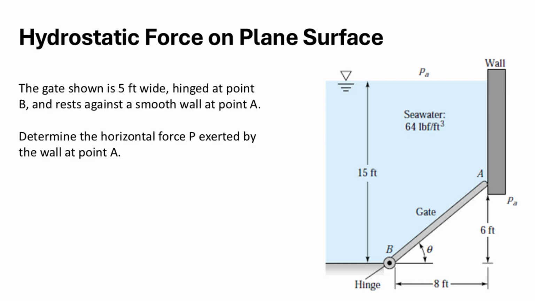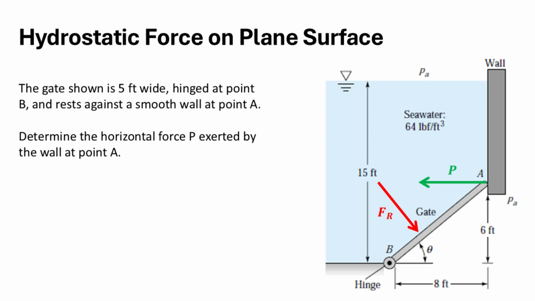Let's break down the forces at play. Because the gate is submerged, there is a hydrostatic force F sub r acting on the plane surface. Additionally, since the gate rests against the smooth wall, there is a support force P acting perpendicular to the wall at point A.